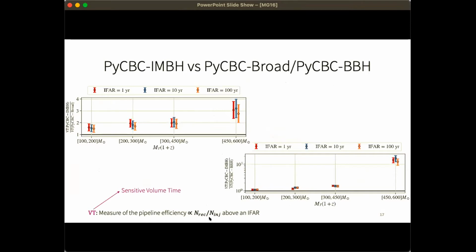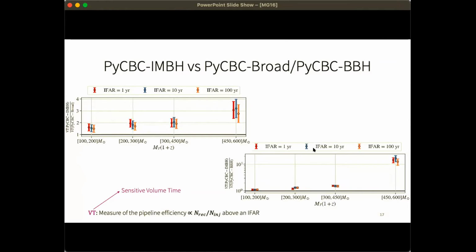As a primary metric of search sensitivity, we use sensitive volume-time, which gives you a measure of the pipeline sensitivity. As such, it is proportional to the fraction of injections that are recovered above a given inverse false alarm rate threshold. For our set of injections, we found that our search is approximately 1.5 to 3 times more sensitive than that of the PyCBC broad search. Of course, this improvement is a strong function of the total mass of the system, as well as the threshold that we use on the inverse false alarm rate.